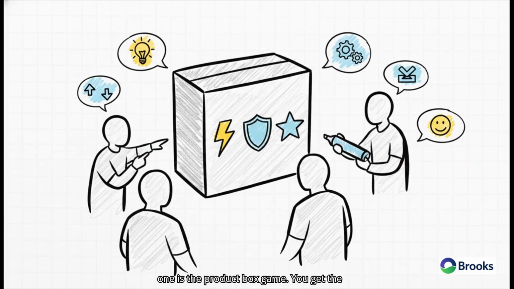A classic one is the product box game. You get the team to design the box for the feature as if it were being sold in a store. It sounds simple, but it forces everyone to agree on the most important benefits and the key selling points. It's a really fun way to get to a shared understanding.